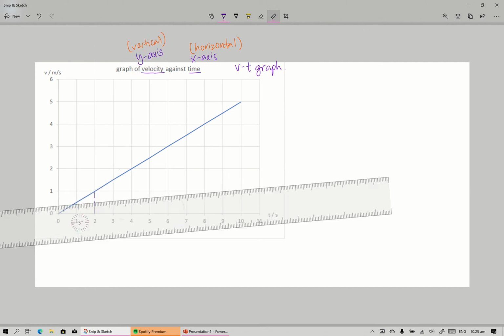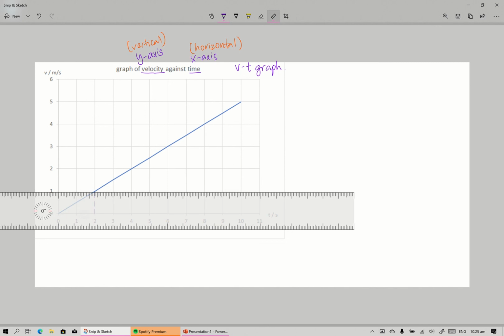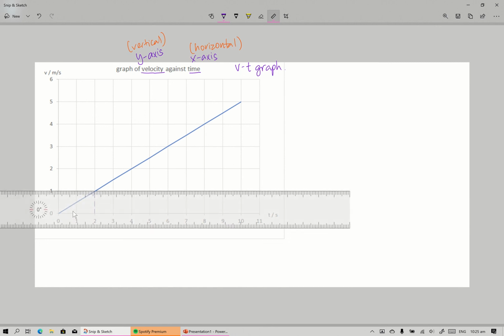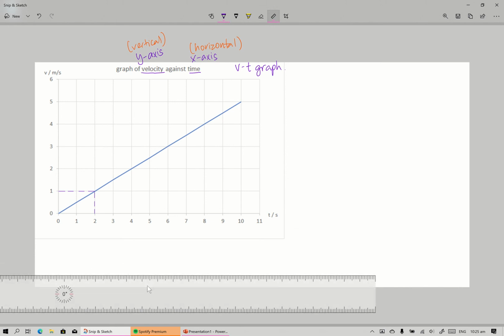Okay. Correspondingly, what's my velocity? My velocity is 1 meter per second. So at time equals 2 seconds, velocity equals 1 meter per second.